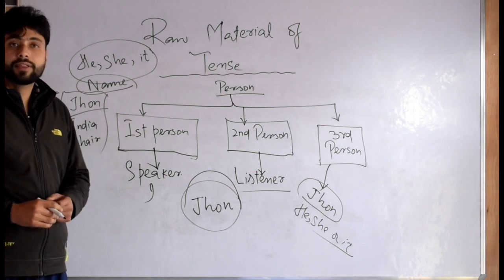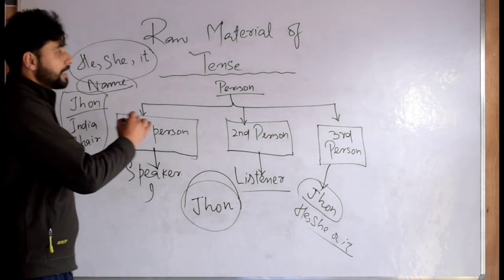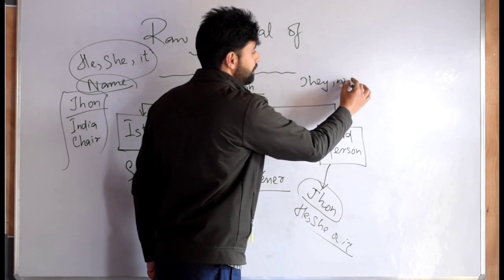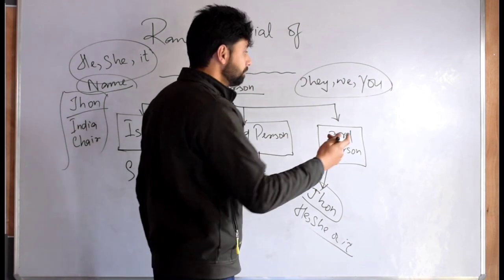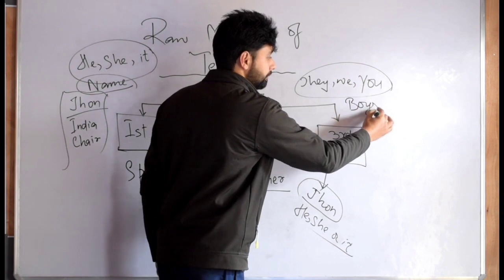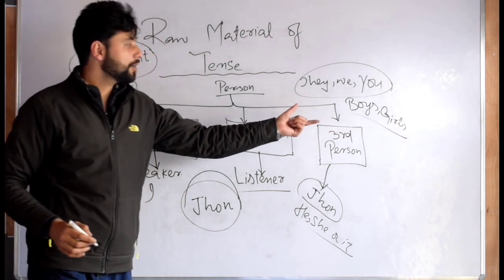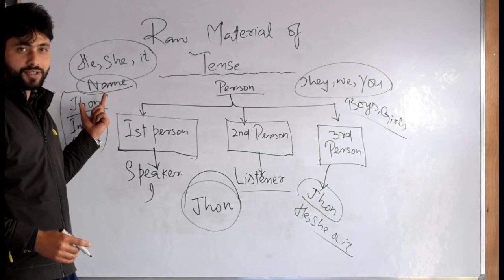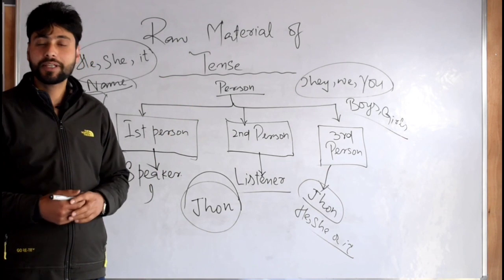Now, if we talk about the third person plural again, then it is any pronoun like they, we, you. Any noun like boys, girls, etc. So these are third person plurals and these are third person singular. So this was all about raw material of tense.